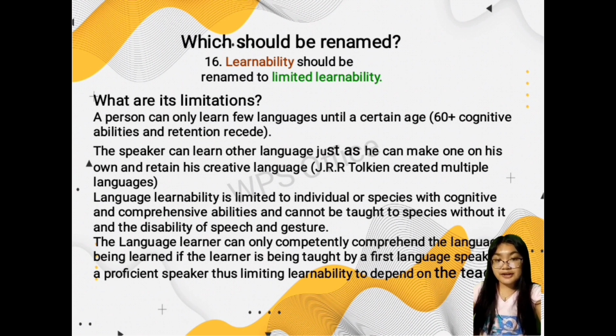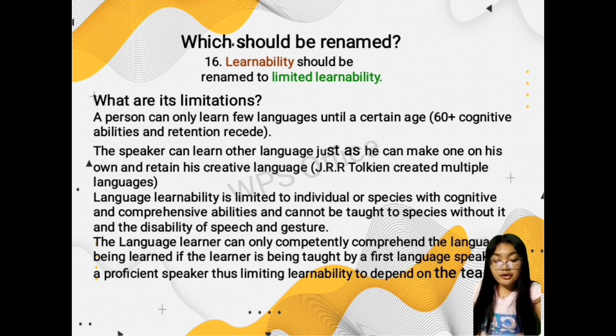So, which should be renamed? Learnability should be renamed to limited learnability. What are its limitations? A person can only learn a few languages until a certain age. A person has only so many cognitive abilities, and after 60 or so, retention recedes. The speaker can learn other languages just as he can make one on his own and retain his creative language.